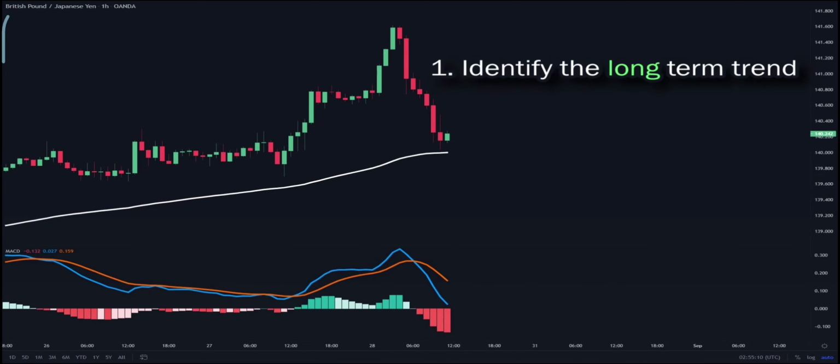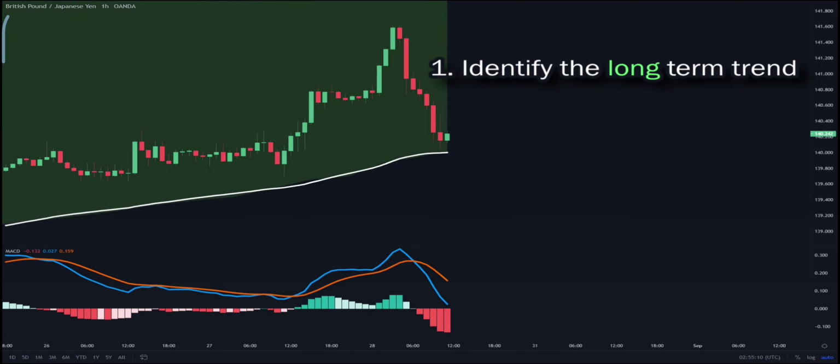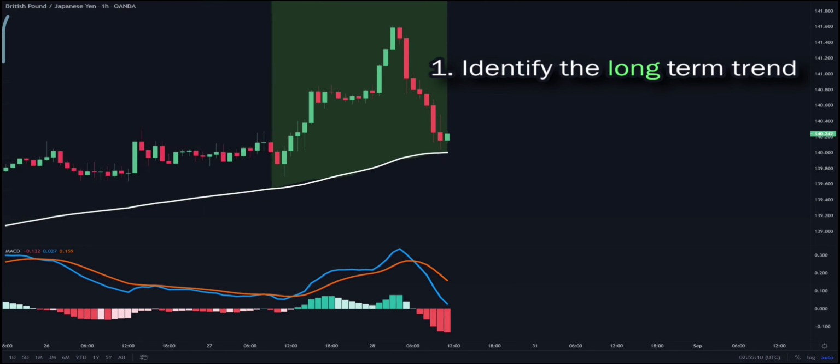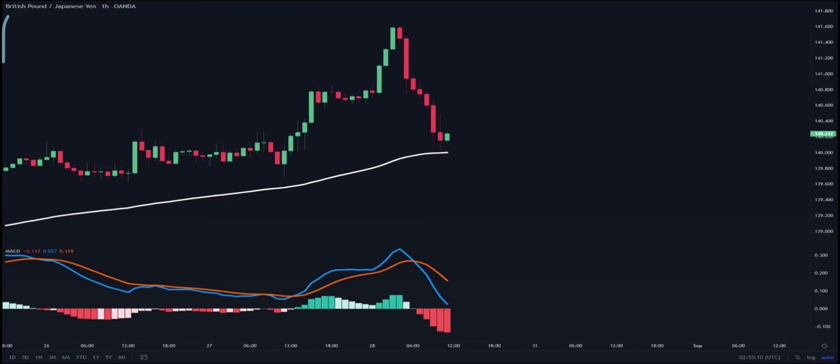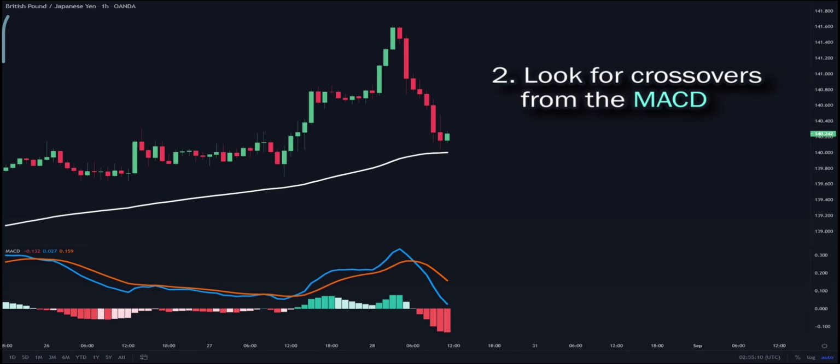So this is how you trade the strategy. The first step is to identify the long-term trend by looking at the 100 EMA. If the price is above the 100 EMA, it indicates that the long-term trend is up. And if the price is below the 100 EMA, it indicates that the long-term trend is down. Once you've identified the trend, the next step is to look for crossovers on the MACD that show the same signal as the long-term trend.